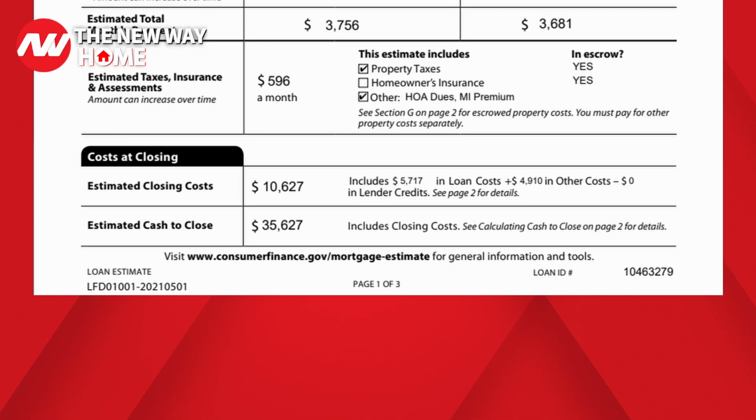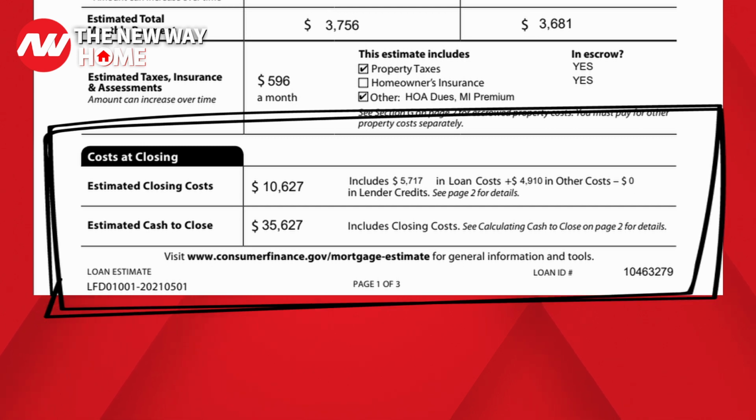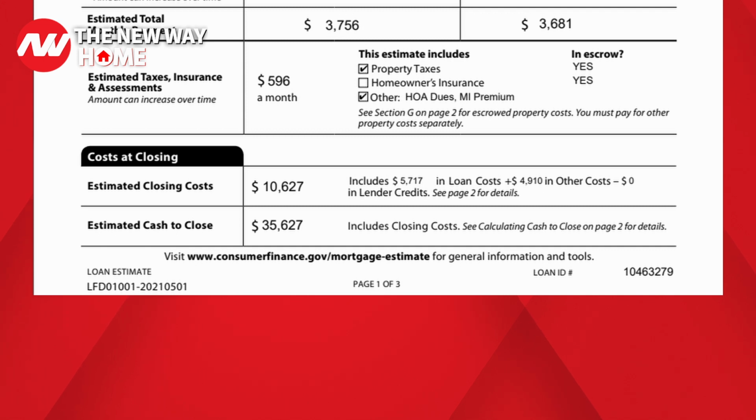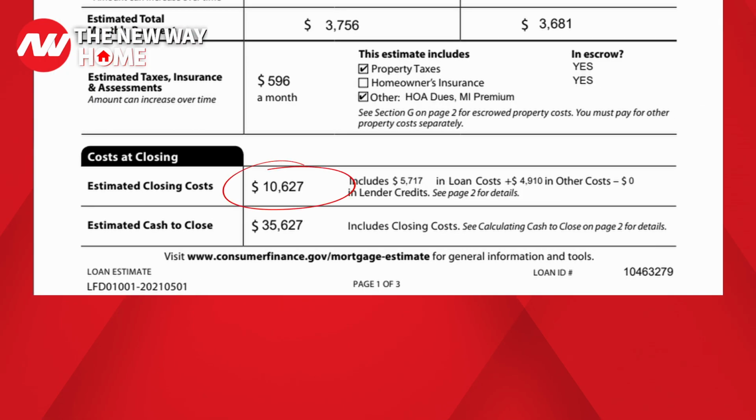All right, so the last section on page 1 of your loan estimate is the costs at closing. Basically, what money do you need to come up with to close your transaction? And this is going to be a combination of your down payment plus your closing costs. And if, for instance, you've already made a deposit, like an earnest money deposit, well, this should be reflected in those funds to close. So in this example, there was $10,627 in closing costs plus a 5% down payment. So the cash needed to close, the total cost needed to close this transaction, came out to $35,627, hence those numbers you see there.